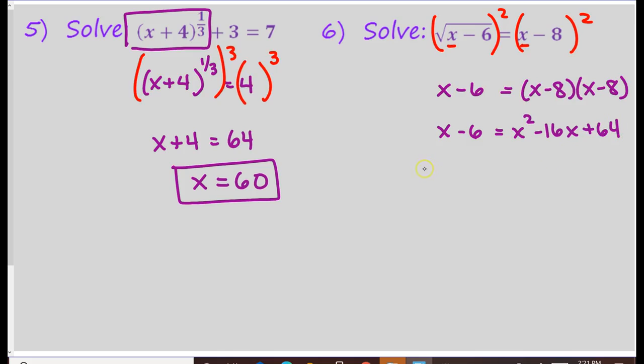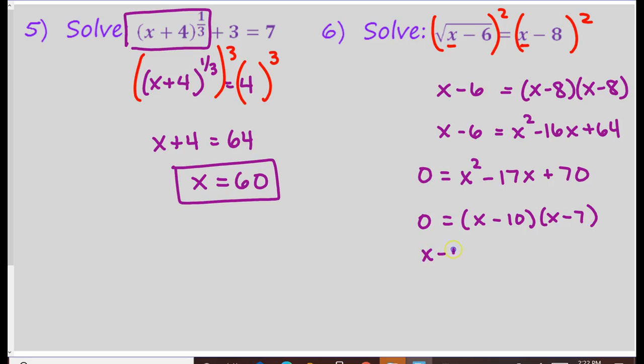Now we have a quadratic equation. So how about if I get everything over to one side? It doesn't really matter which. So I'm just going to get everything over to the right, since most of the terms were already there. And then if it factors, that's great. If not, we'll use the quadratic formula. Turns out that this does factor. So we'll set each factor equal to 0 and solve each one. And we have x equals 10 or x equals 7.